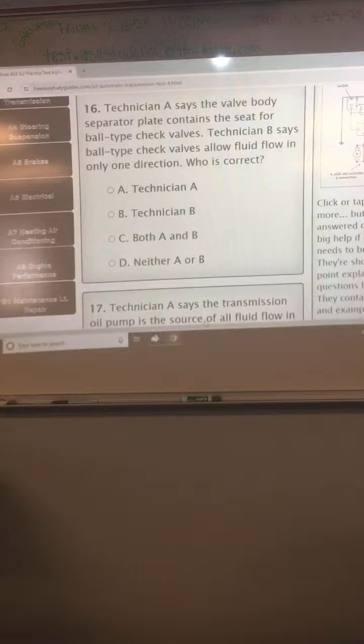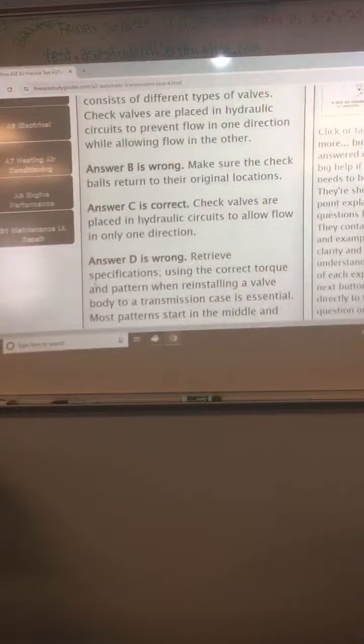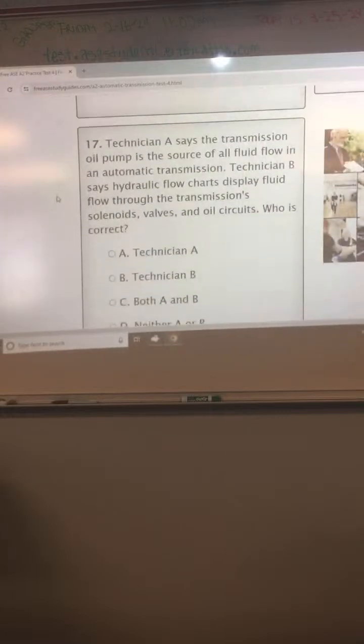Okay. The valve body separator plate contains a seat for ball type check valves. The other guy says ball type check valves allow fluid flow in only one direction. I have no clue, so I'm saying both. I think it's A. I don't remember the ball type check valves. A. Guessed awful. You're half right. Whoever said C is correct. It was both of them, okay?